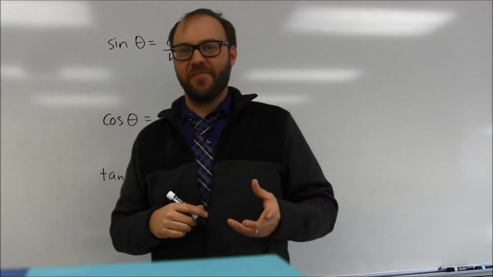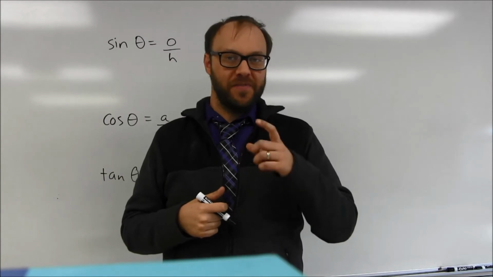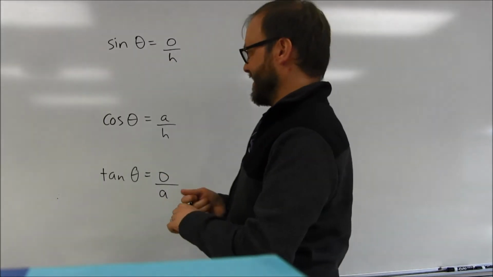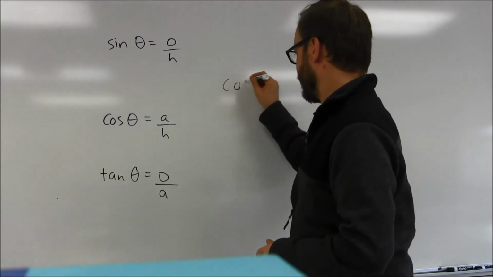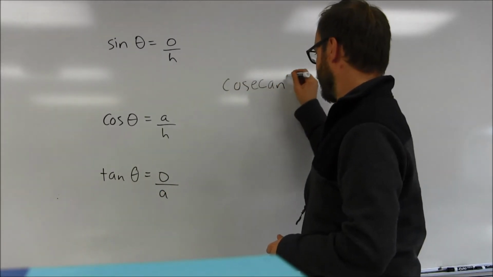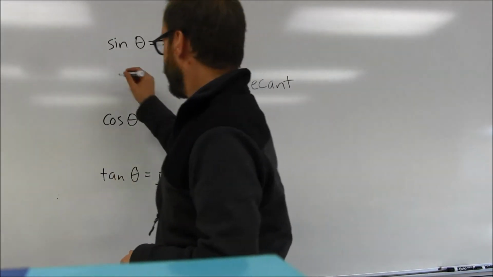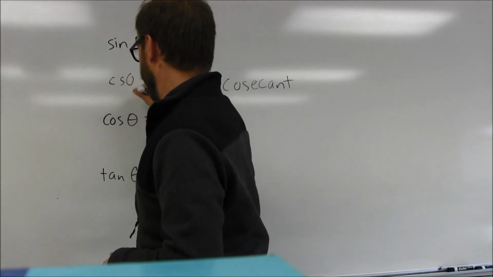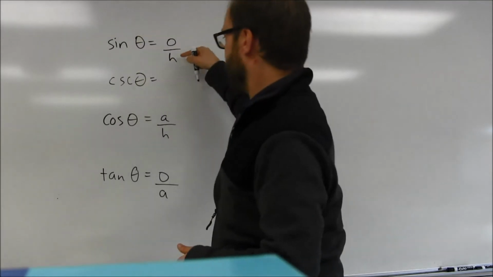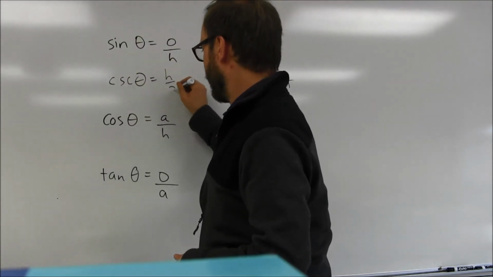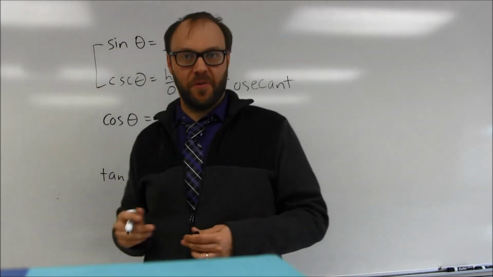Okay? The sine function has a reciprocal, flip the fraction. The reciprocal of the sine function is the cosecant function. Cosecant is abbreviated CSC. So cosecant of theta is equal to the hypotenuse over the opposite. And sine and cosecant are going to go together. They're reciprocals of each other.